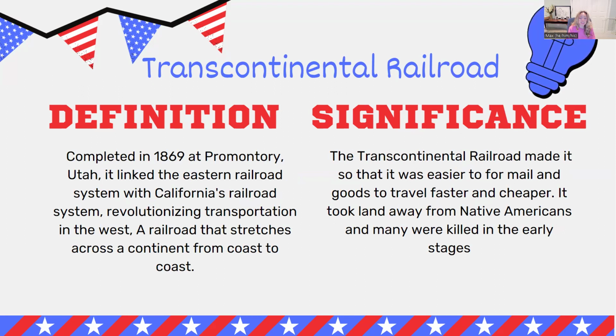So completed in 1869 at Promontory Point in Utah, it linked the Eastern Railroad and the Western lines, and it revolutionized transportation because it stretches across the continent. It links major cities and economies together. So it made it basically, again, one big national economy, allows for cheaper, faster transportation. However, it did take land away from Native Americans and justifies pushing them out because of construction for this transportation network. And many were killed in the early stages of construction.